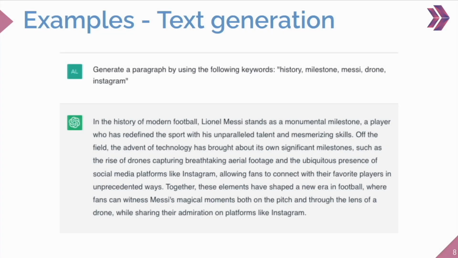Another example is text generation. Here I just gave 5 different keywords: history, milestone, messy, drone, and Instagram. You can imagine by using these keywords, writing a paragraph is not an easy task even for humans, right? Because you need to connect the keywords in a meaningful way, right? It is not easy. But if you look at the example, the output of ChatGPT is quite successful. Try different inputs, give some instructions, and check the result. So text generation is also a very important field in NLP.